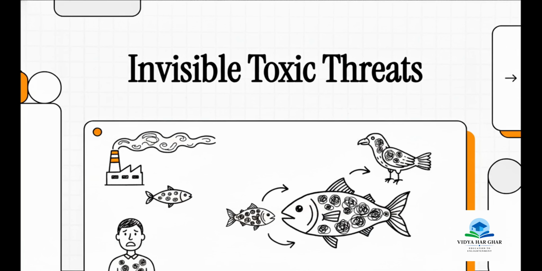Welcome to this explainer. Today, we're diving into a real environmental chemistry masterclass. We're going to demystify two absolutely crucial ecological processes: biomagnification and bioaccumulation. We'll be tracking exactly how invisible toxins build up in our ecosystems and, ultimately, how they impact everything from wildlife all the way to human health.